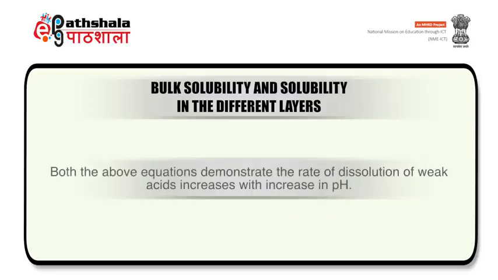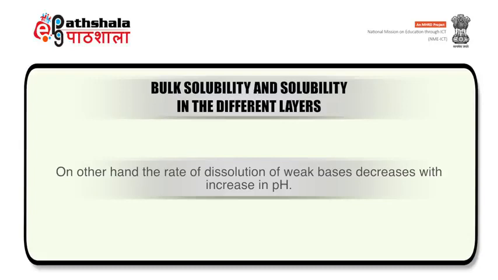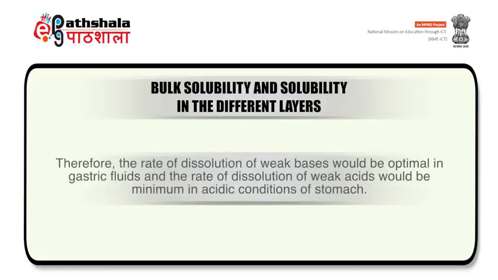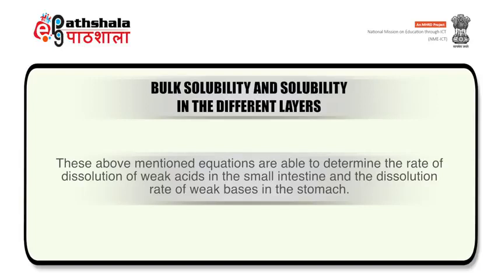Both the above equations demonstrate that the rate of dissolution of weak acids increases with increase in pH. On the other hand, the rate of dissolution of weak bases decreases with increase in the pH. Therefore, the rate of dissolution of weak bases would be optimal in gastric fluids, and the rate of dissolution of weak acids would be minimum in the acidic conditions of the stomach. These above mentioned equations are able to determine the rate of dissolution of weak acids in the small intestine and the dissolution of weak bases in the stomach.